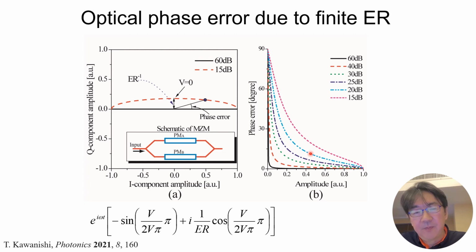non-negligible phase error. If we purchase a conventional modulator, the performance will be around here, 20 to 25. So if we want to use the modulator for some particular purpose related to fine measurement, we have to take into account this effect.